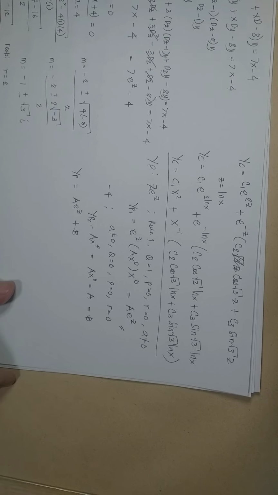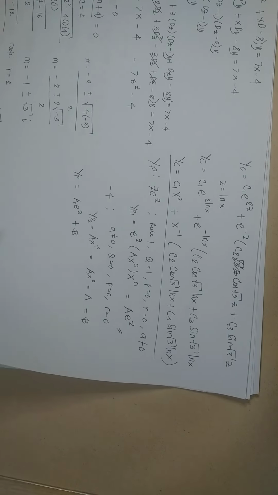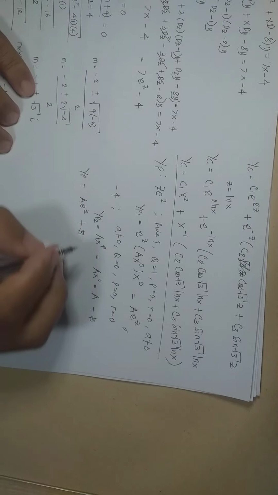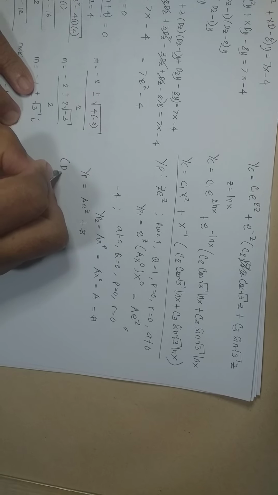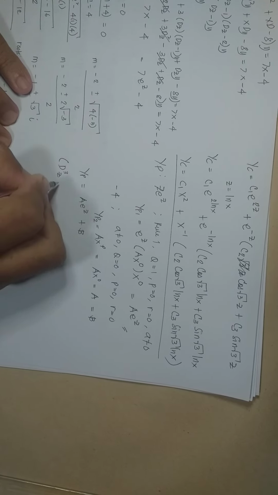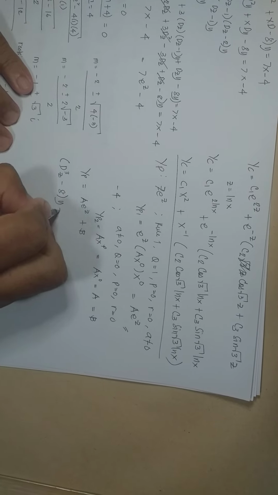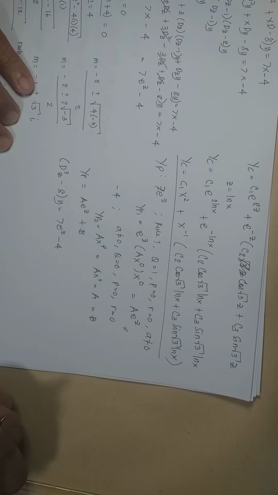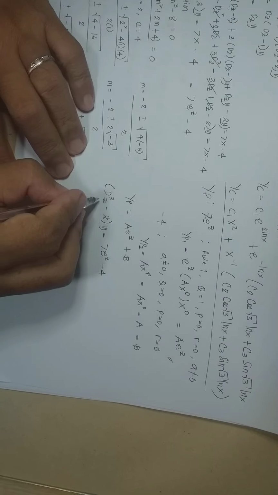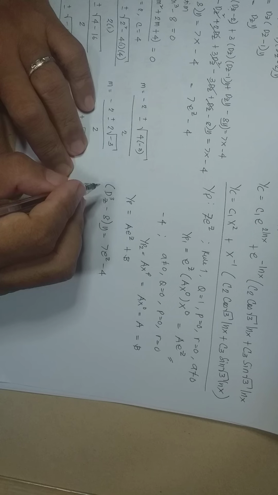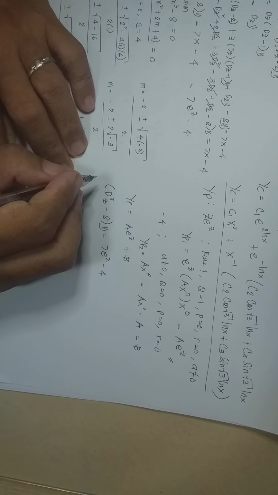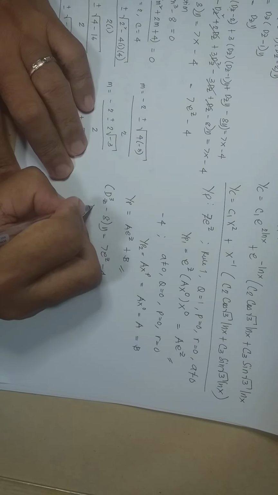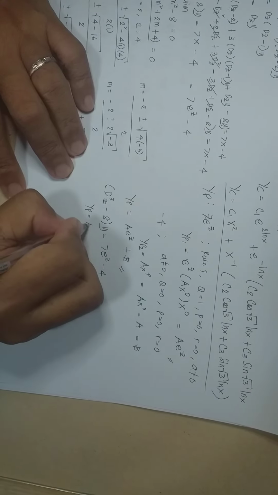We're not through yet. Since our equation can be written as D cubed y minus 8y is equal to 7 e to the z minus 4. Okay? D cubed means the third derivative. So we have to differentiate yp 3 times. So yp is equal to a e to the z.